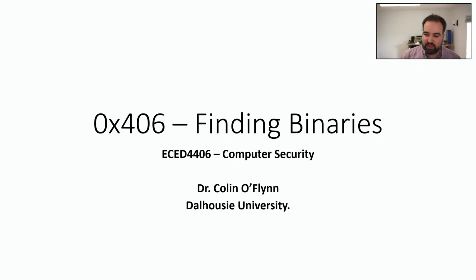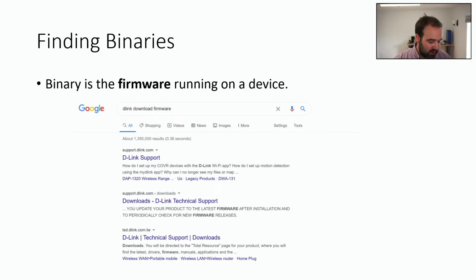So now that we've seen what some of these binaries are, how do we actually get them? How do you get these binaries if you're doing some sort of task? There's a few ways to do this. The easiest way is recognizing that when we say binary, this is normally the firmware running on the device.